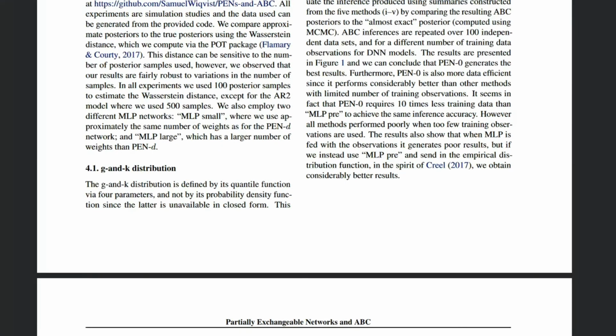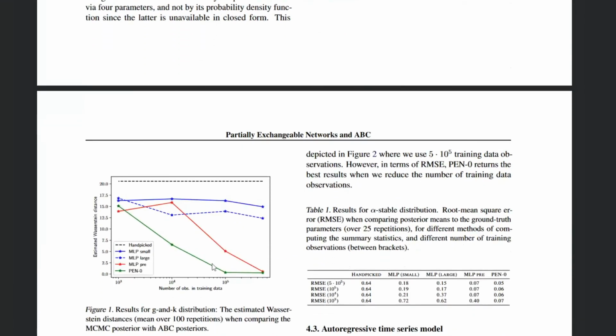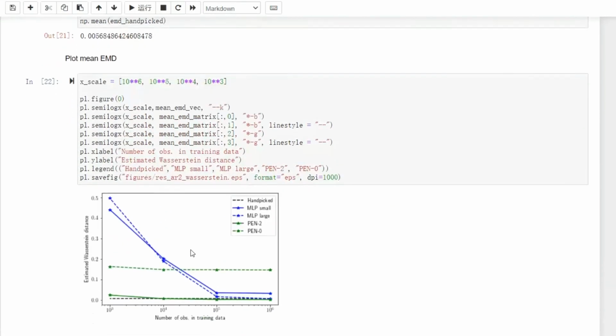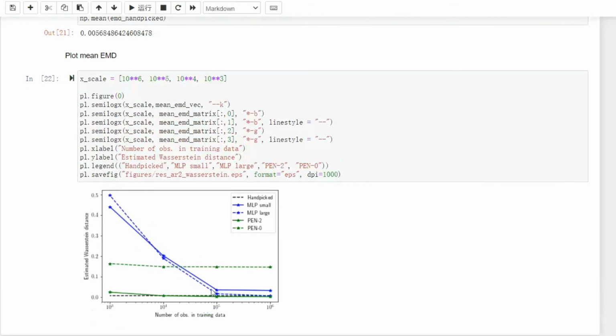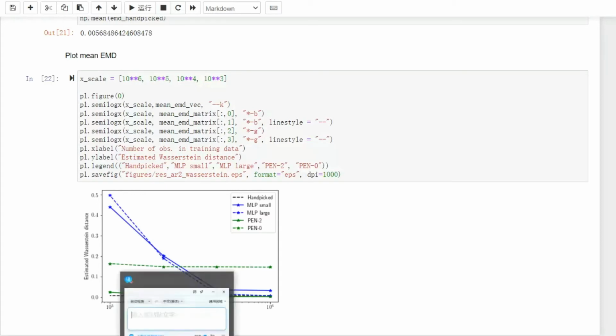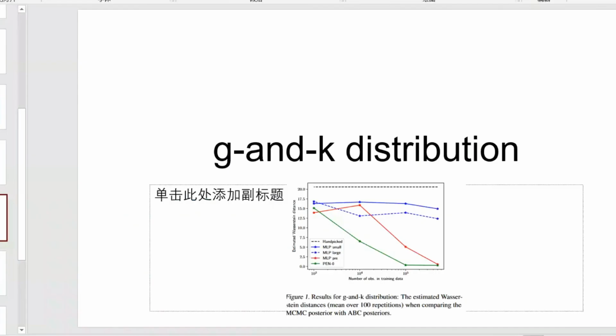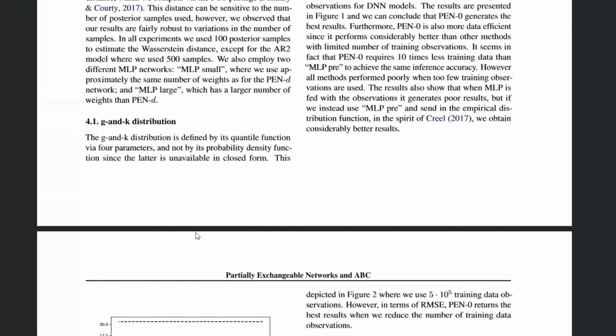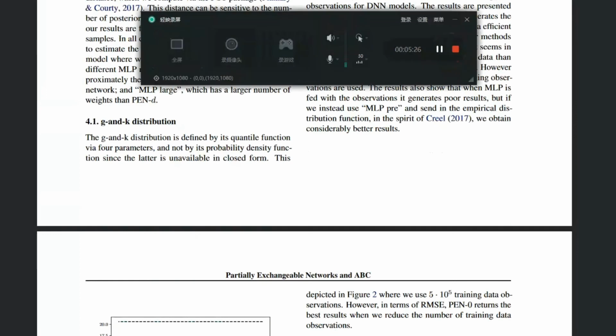In my opinion, the general poor results of the MLP here is the difference between the charting here and the charting in the code. I think that's the most important one, which you can see, these two pictures have the same result in meaning, but the way of showing it is totally different. And I think that's all about the G and K distribution based on my understanding. And thank you.